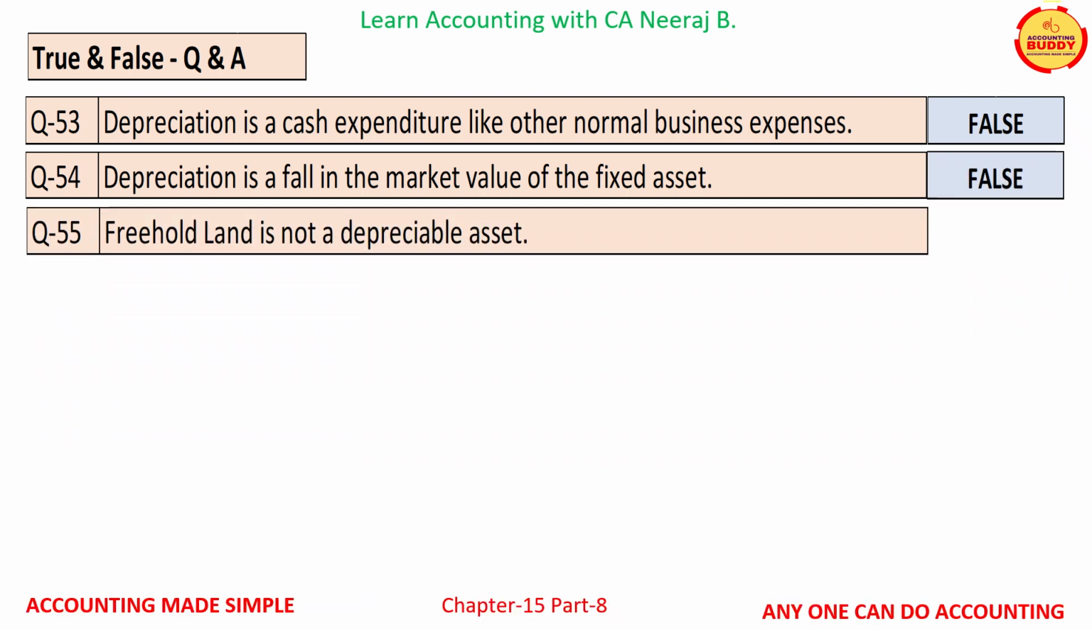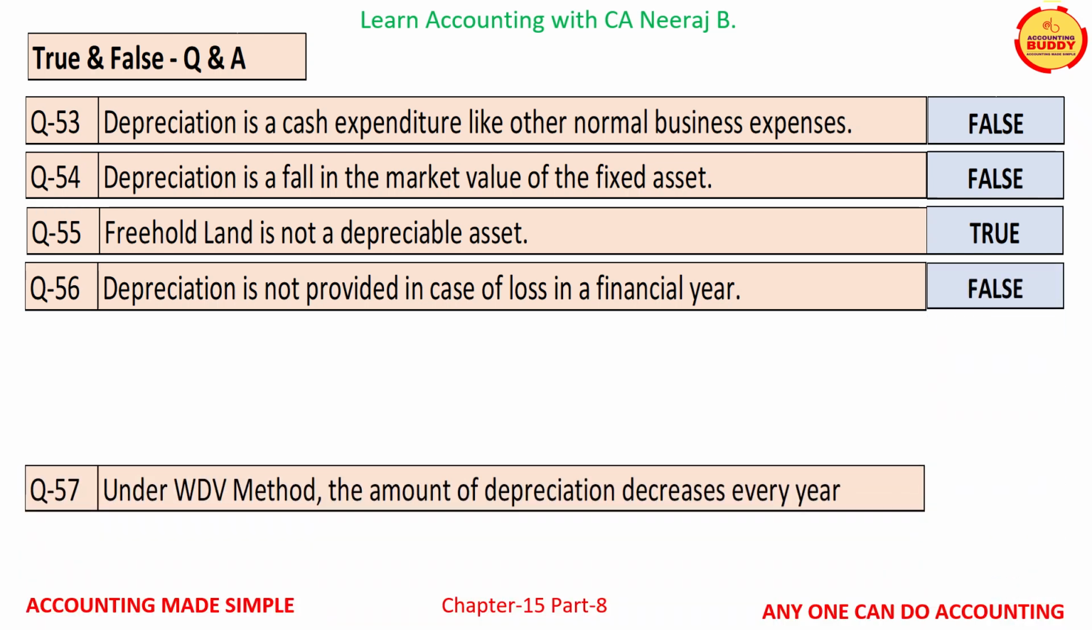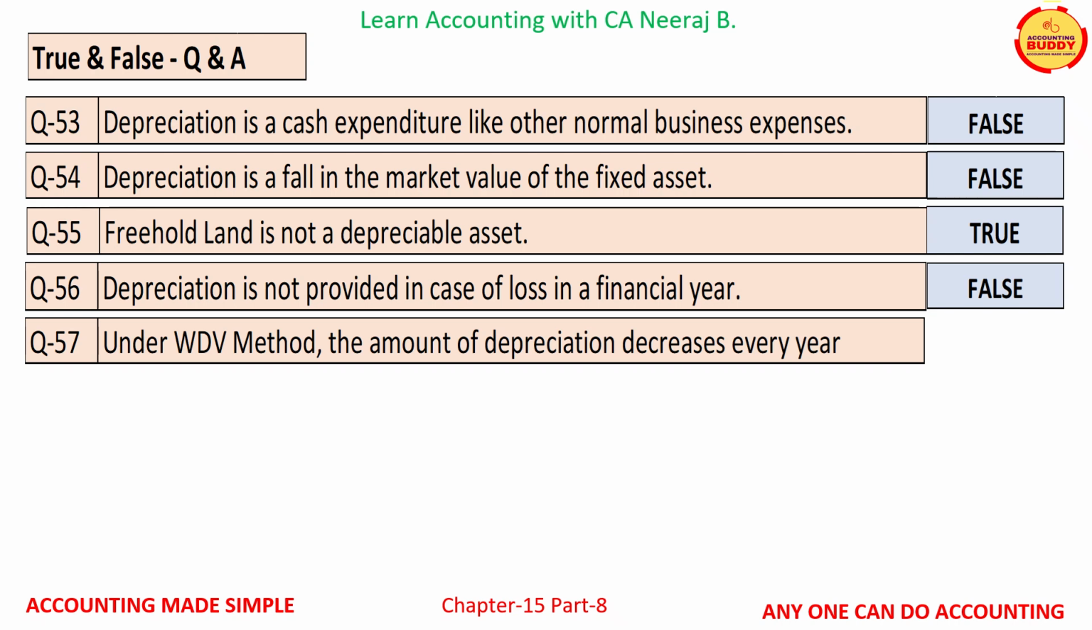Question number 55, freehold land is not a depreciable asset. This is a true statement. Question number 56, depreciation is not provided in case of loss in a financial year. This is absolutely false statement. Question number 57 is, under WDV method, the amount of depreciation decreases every year. This is a true statement.